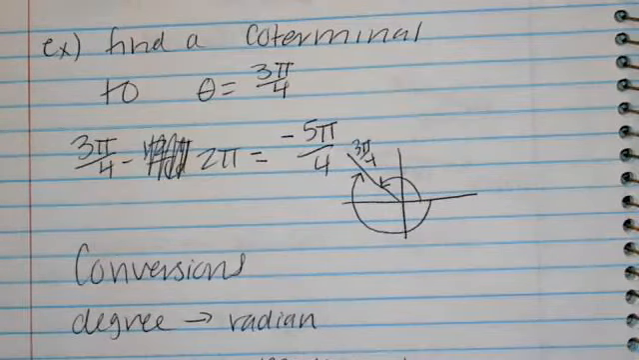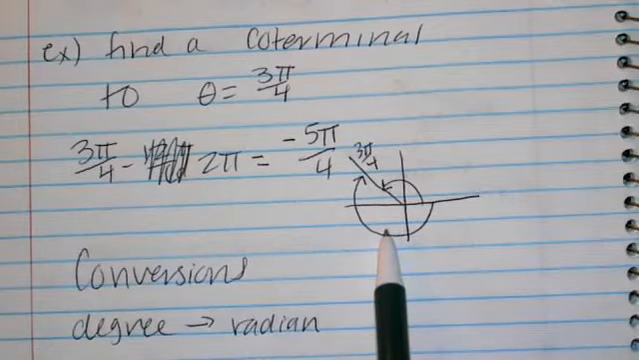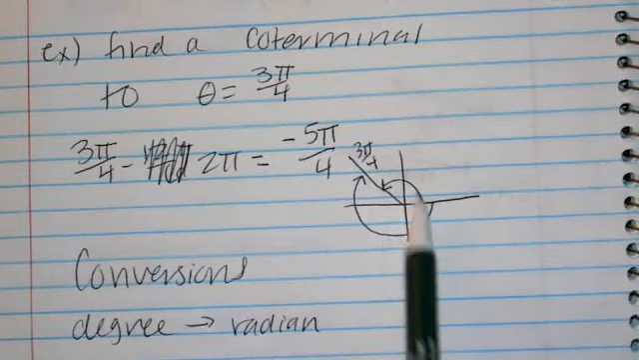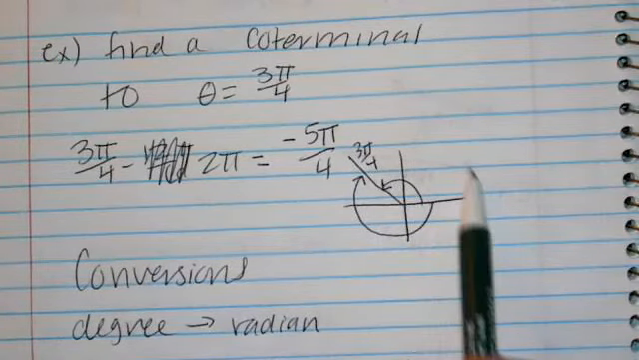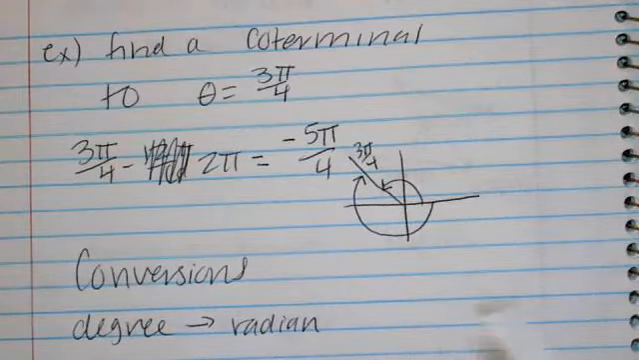What I want you to remember is that there are multiple, really endless, coterminal angles. This is one of them. There's also a positive version that goes all the way around and back here, right? So it'd be 2 pi plus 3 pi over 4. So you can either add on 2 pi or subtract 2 pi in order to find a coterminal angle.